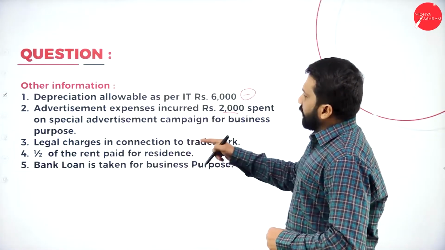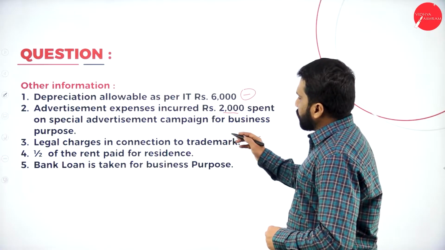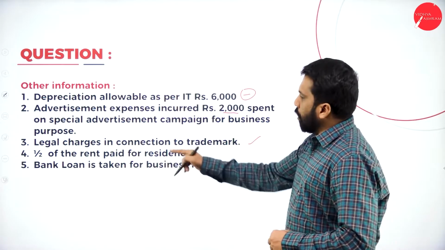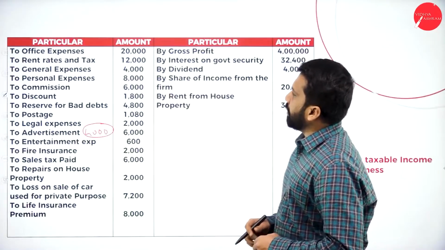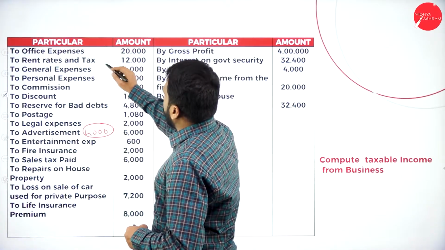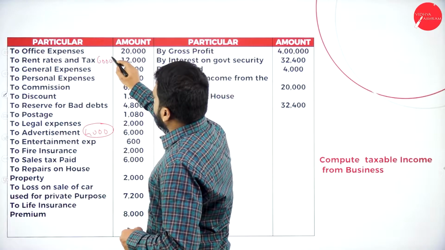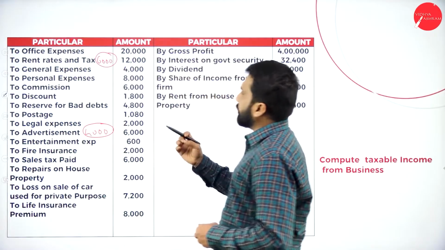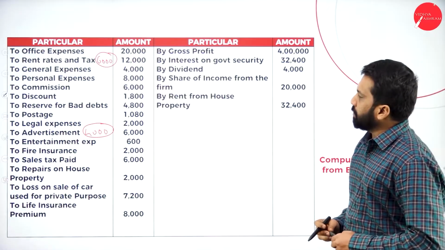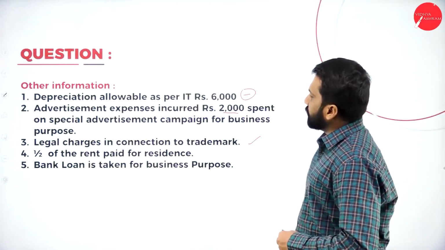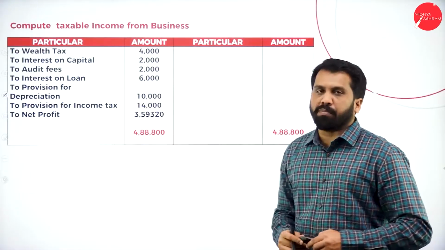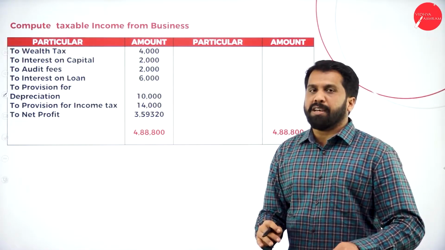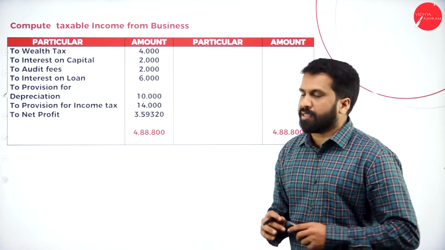Then legal charges in connection with trademarks, so it is a business purpose. Half of the rent paid is for residence. Now, how much rent was paid? Rent, rates and tax, half. Only 6,000 is personal and 6,000 is business purpose. Then after this, we have a bank loan taken for business. Whatever interest is paid on the bank loan, we will not consider. Why? Because that is business, not personal.